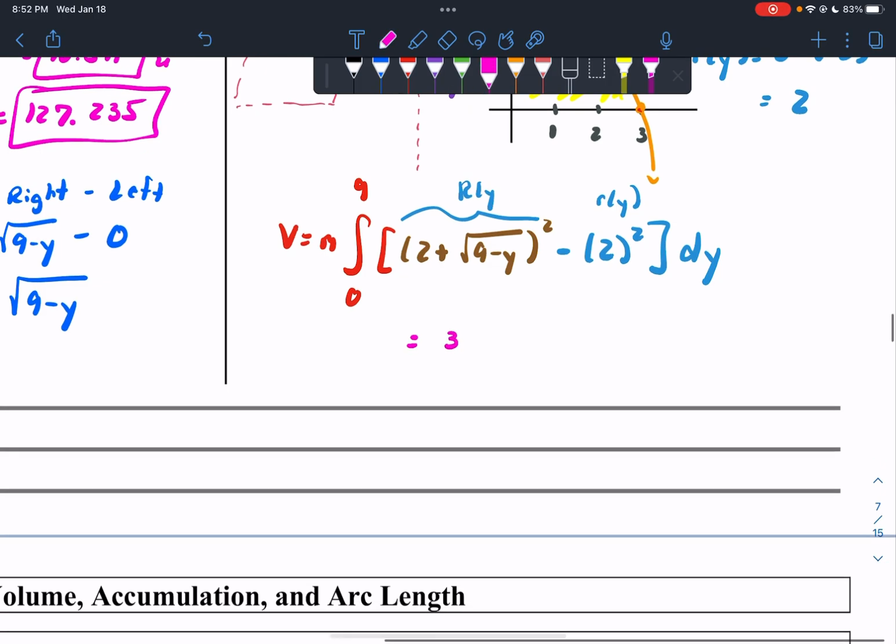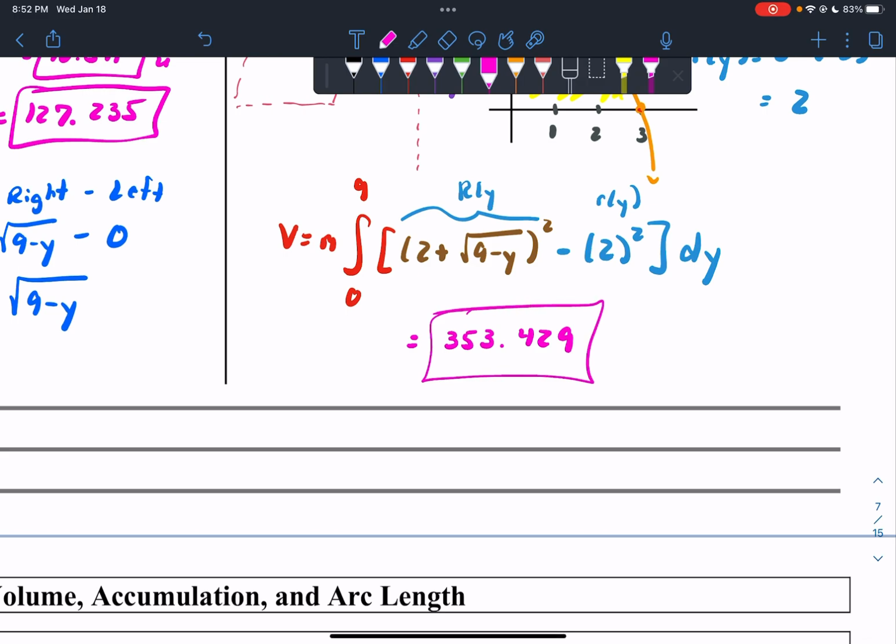My answer, I didn't get a fraction answer on this one. Mine just didn't convert. So I went ahead and multiplied by pi. So 353.429 units cubed. You don't have to have the units cubed. It's just good to recognize that you're dealing with volume and not area.